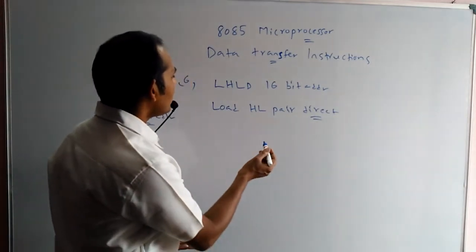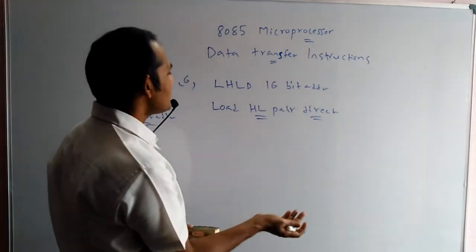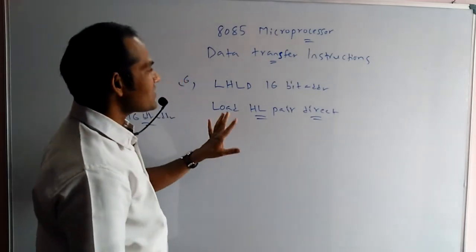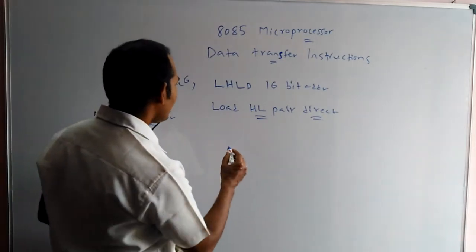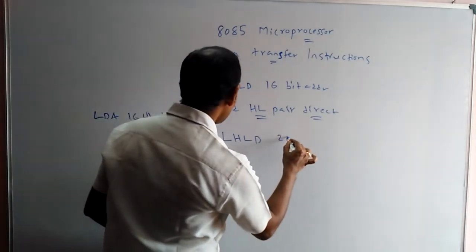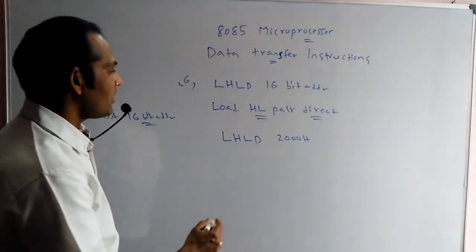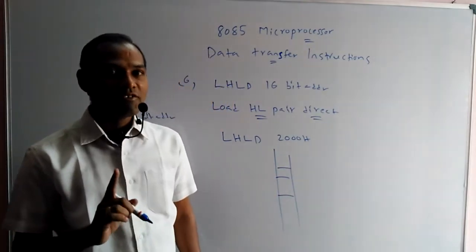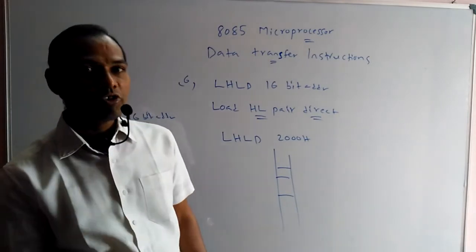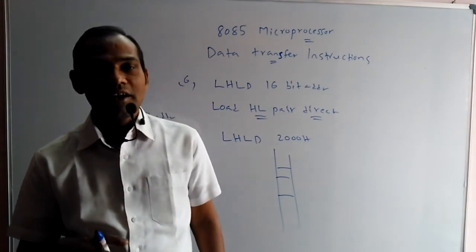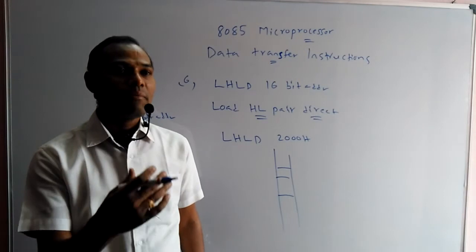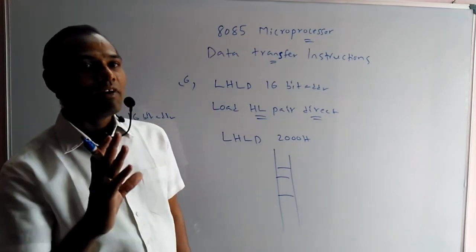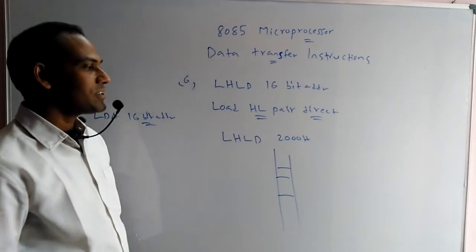Here, 2 bytes are copied into HL, because H can store one 8-bit number, L also can store an 8-bit number. So total 2 bytes are transferred from memory to HL. We'll see one example. Suppose you write LHLD 2000H. We know that one location can store only 1 byte of memory. So only that type of memory should be used with the 8085 microprocessor, because the 8085 contains only 8 data lines. The memory should also be in a similar manner. We always use a memory that can store only 1 byte in one location, because 8085 is an 8-bit processor.